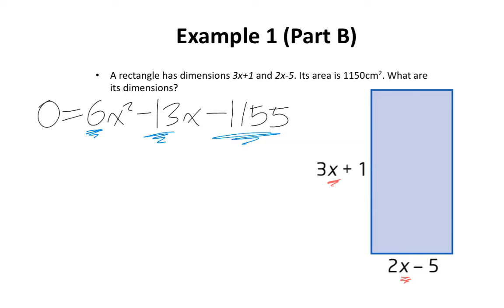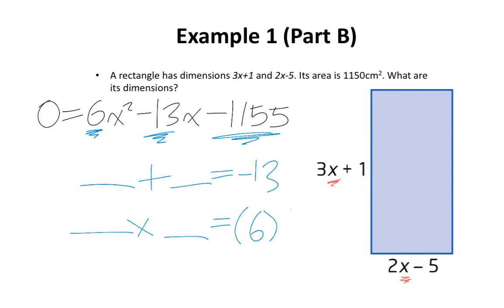That means we have to find two numbers which add up to negative 13, and we have to find two numbers when multiplied together give us the product of positive 6 and negative 1,155. Now, without even simplifying this, you should be able to recognize that this is a very difficult question. I'm going to give you the answers to this, but there is an easier way of doing this, which you will learn later in the unit.